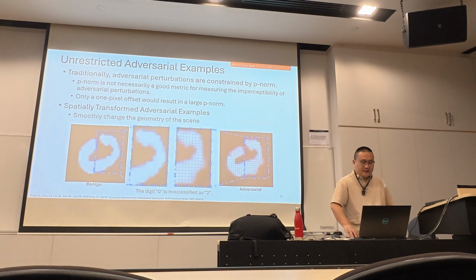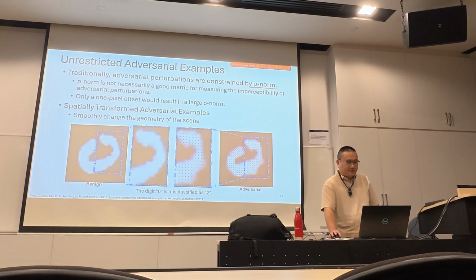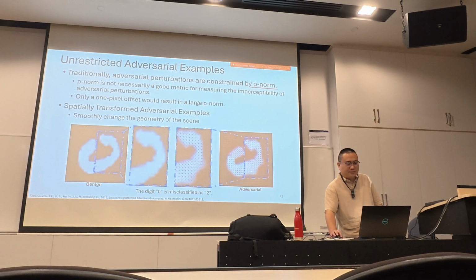Okay. And we are talking about the examples that are constrained by the p-norm. When we generate perturbations, we constrain them by the p-norm. However, in practice, the p-norm is not necessarily a good metric to measure the stability of the perturbations, because if we just have a one-pixel offset, we can get a large p-norm.